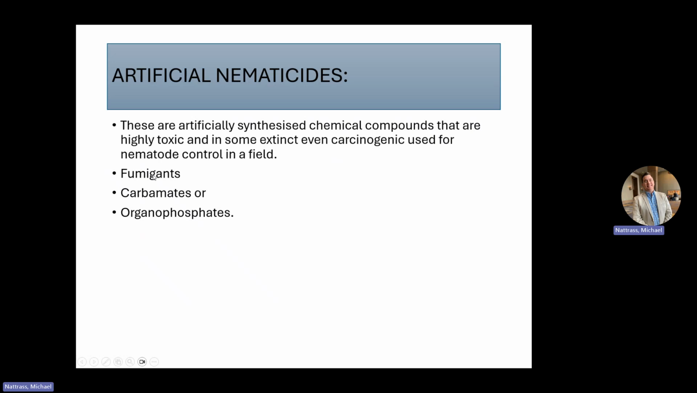Artificial nematicides: fumigants, carbamates, and organophosphates. I really want to talk about the fumigants first because they were spraying these back in the 60s and the 70s, the 80s, and some of the 90s, and then they realized that these fumigants were causing more problems than they were worth, and we have now transitioned into carbamates and organophosphates. But it's important that you've at least been exposed to a couple of these compounds, just so that you're aware that you're probably not supposed to use these.